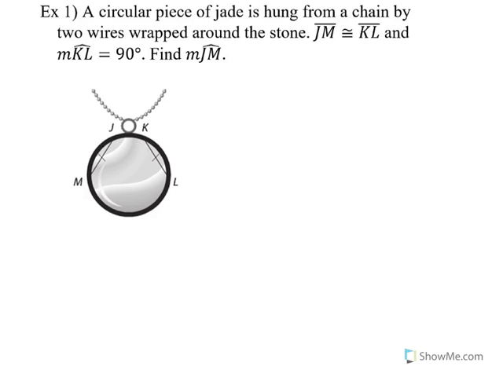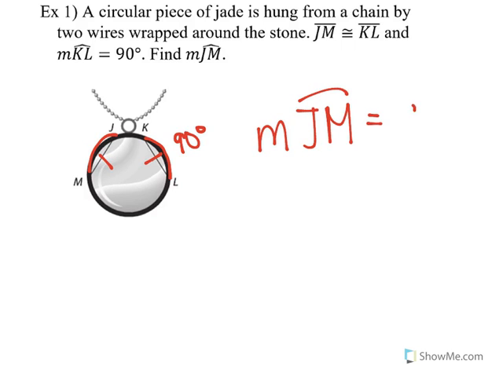It says a circular piece of jade is hung from a chain by two wires wrapped around the stone. They then tell us that chord JM is congruent to chord KL, and they actually marked it on the picture for us. They then tell us that the measure of arc KL is 90 degrees. Then what is the measure of arc JM? So by the previous theorem, if the chords are congruent, the corresponding arcs are congruent. So if our one arc KL is 90 degrees, that means the measure of arc JM is also 90 degrees.